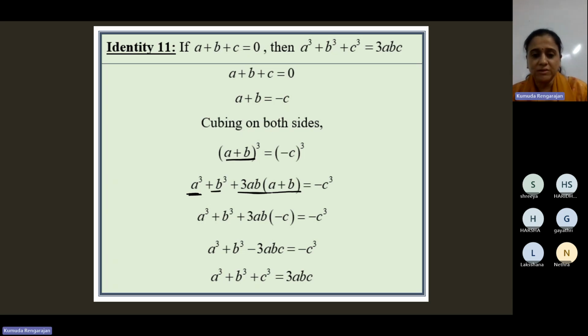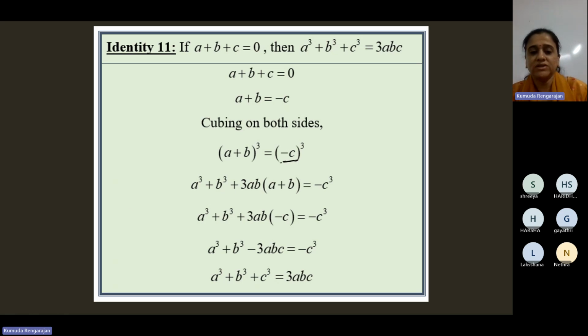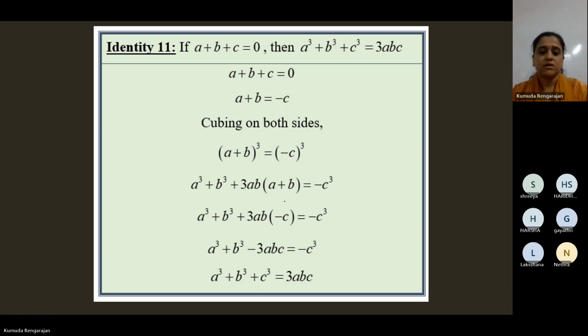So a cubed plus b cubed plus 3ab into a plus b is equal to what is minus c the whole cubed? Minus c into minus c into minus c. Minus into minus is plus, plus into minus is minus, c into c is c squared, into c is c cubed. So we have minus c cubed here.